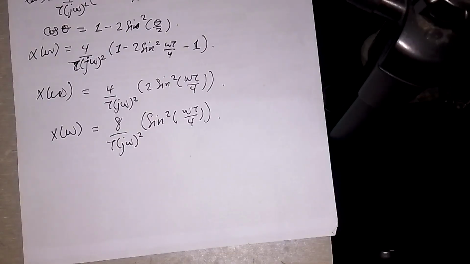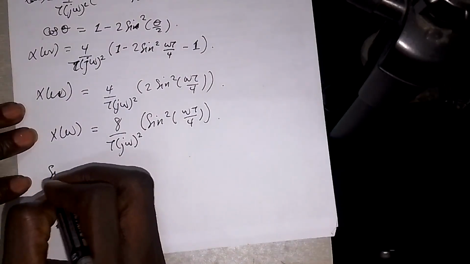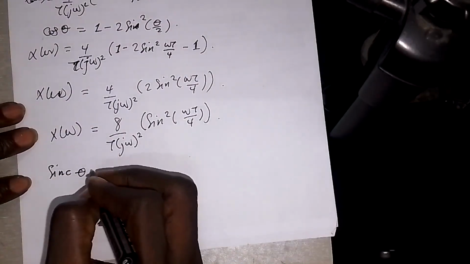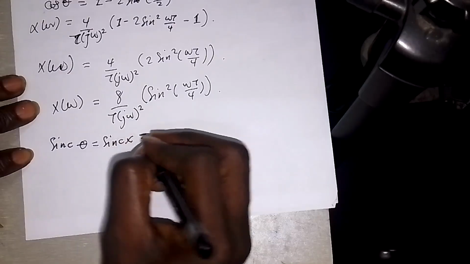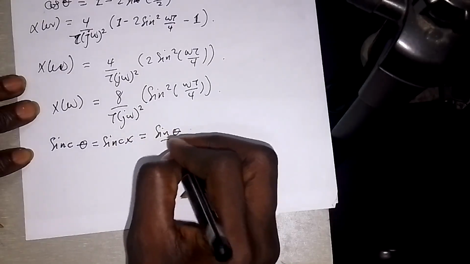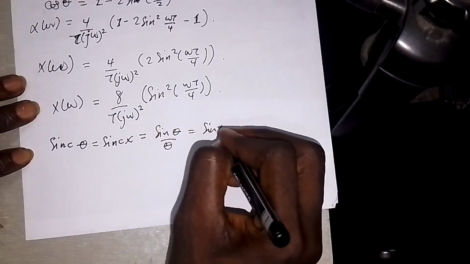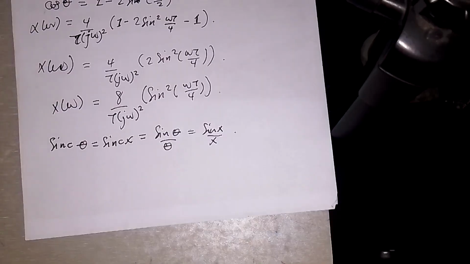Now what I can do again is that I can reproduce this in terms of sinc, because you know that sinc theta, or sinc x, is equal to sine theta over theta, or sine x over x. So in terms of sinc, I can represent it. Now we can just represent it in terms of sinc.